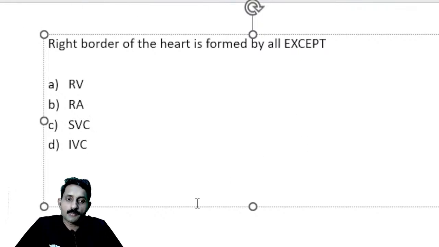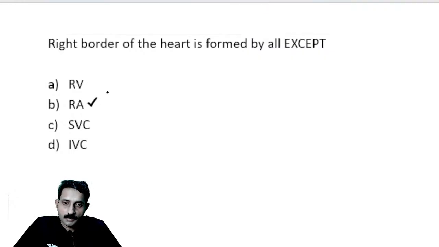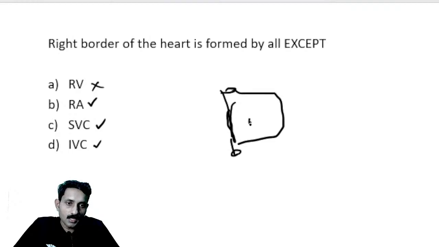Now, right border of the heart is formed by all except: we can have right atrium, superior vena cava, inferior vena cava. We cannot have right ventricle in the right border. As I have told, in the options we got superior vena cava, we can include inferior vena cava. This part is called the right atrium. So this chamber is called atrium.